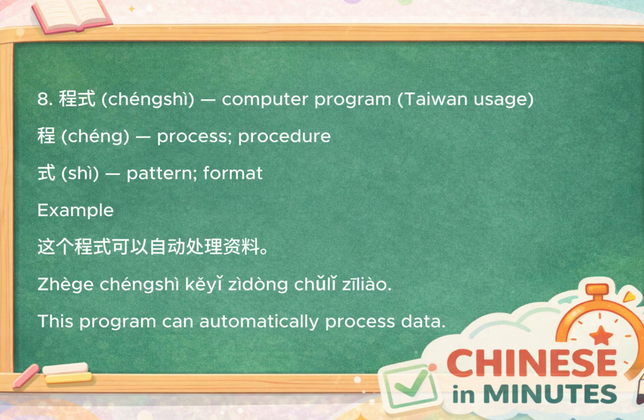Next we have 程式. In Taiwan, this word means computer program. 程 means process or procedure, and 式 represents a structured pattern or system. Together, they describe a program made up of organized instructions. In mainland China, however, people usually say 程序 instead. So if you hear 程式, it's often a clue that the speaker is using Taiwanese Mandarin. For example, 这个程式可以自动处理资料 means this program can automatically process data.